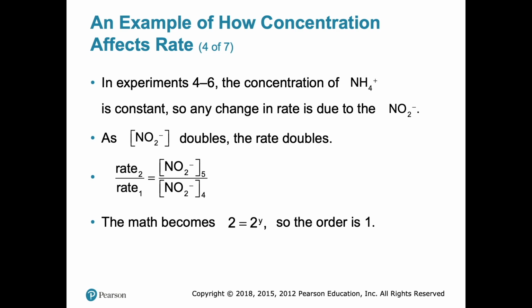So as the concentration of nitrite doubles, what else doubles? The rate doubles. So you should be hearing a pattern now. Whenever the rate doubles because the concentration doubles, the order is 1. Whenever the concentration doubles and the rate quadruples, the order is 2. Make sense? And you'll see more examples of that in a second.